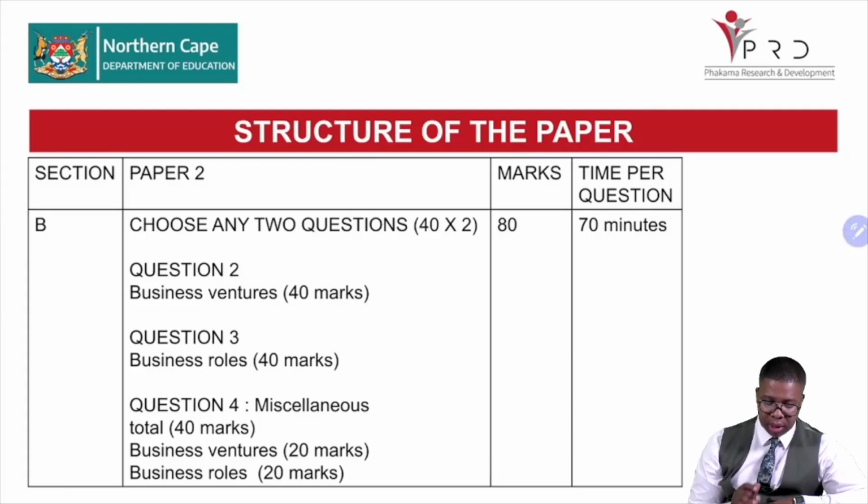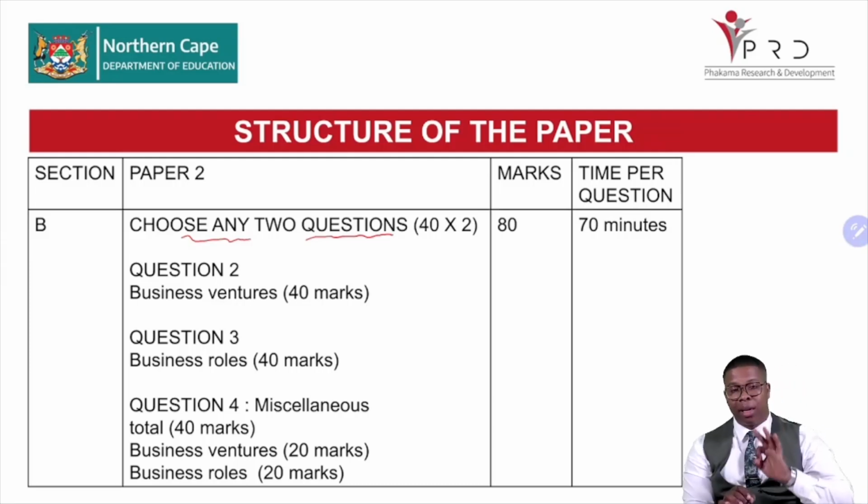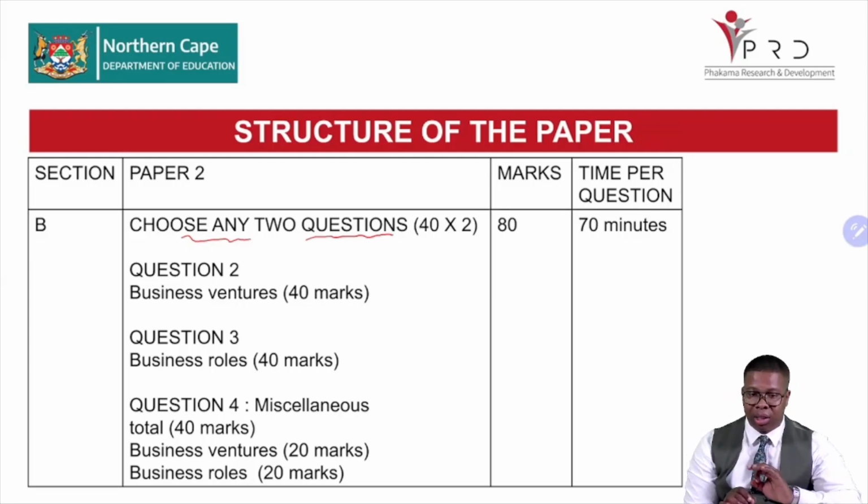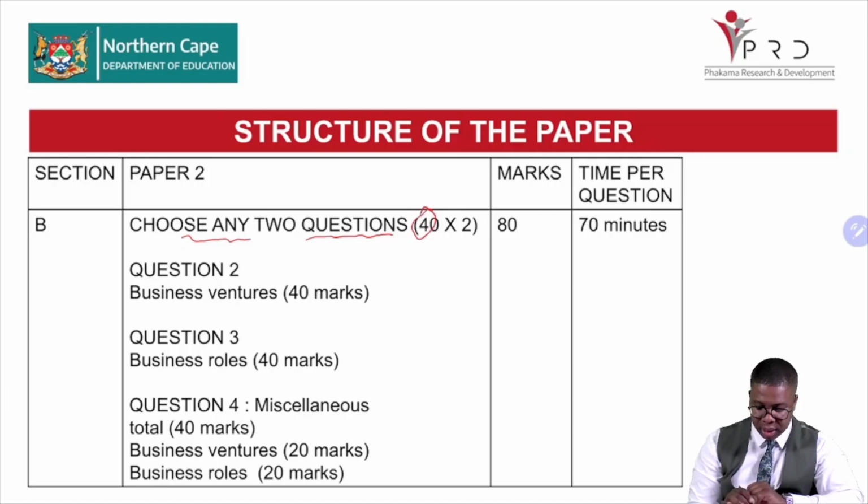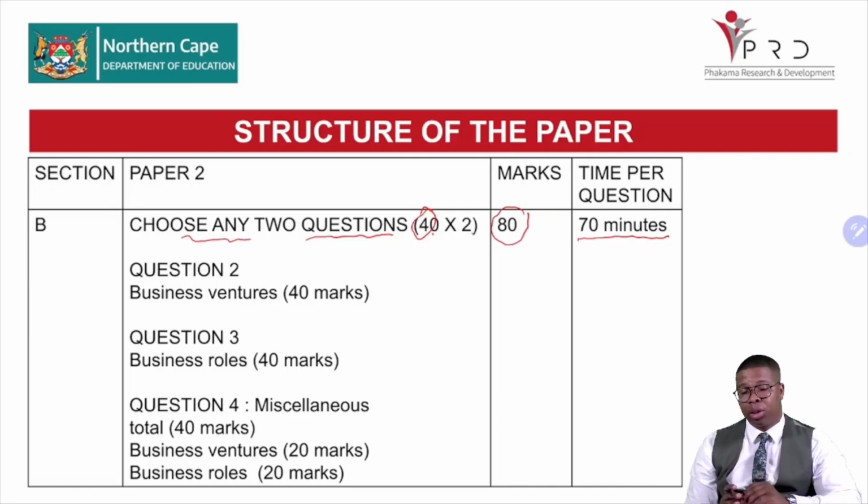Then we have section B. In section B, there's an important instruction at the beginning, which says choose any 2 questions. You have 3 questions here, and each question is allocated 40 marks, and you are expected to choose only 2. So 40 times 2 gives you 80 marks for section B, and the time to spend there is 70 minutes, making each question 35 minutes.